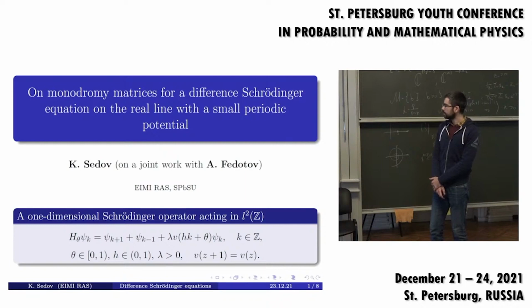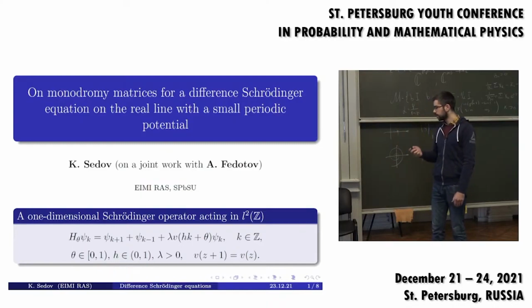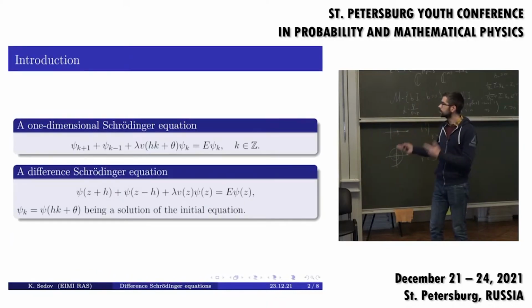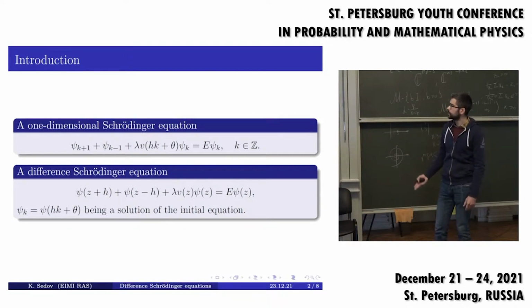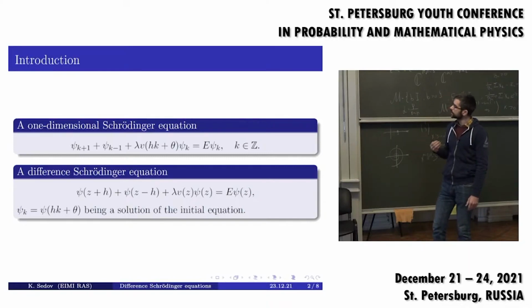In the monodromization method, along with this equation, one has to deal with a difference Schrodinger equation that you can see below. Note that the solutions of the second equation are the solutions of the first equation if we restrict them on the set of the points h times k plus theta. When h is irrational, the spectra of the operators that correspond to the left-hand side of the equations coincide. On the other hand, the second equation, the difference Schrodinger equation, is periodic.